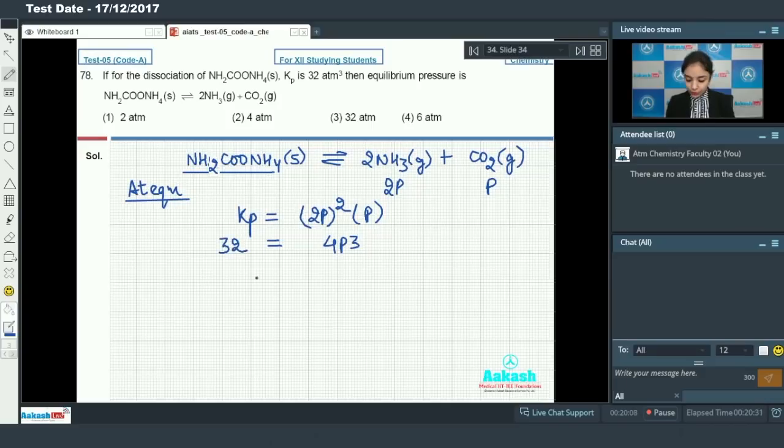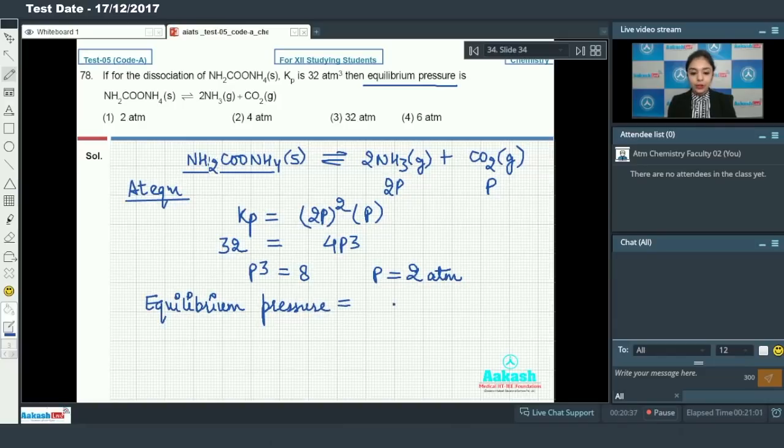that is 32. So यहाँ से p cube की value कितनी हो जाएगी, 8. So the value of p will be equal to 2 atm. And now you have to find out the total equilibrium pressure. So the total equilibrium pressure will be equal to 2p plus p, which will be equal to 3p. So it is equal to 3 into 2, which is equal to 6 atm. So option number 4 will be the correct answer.